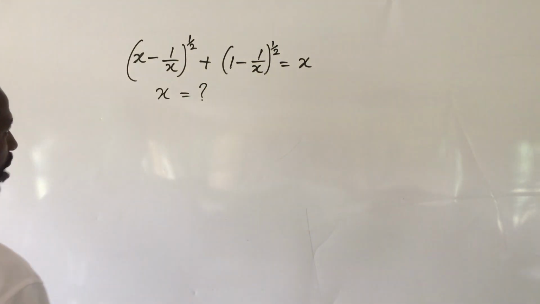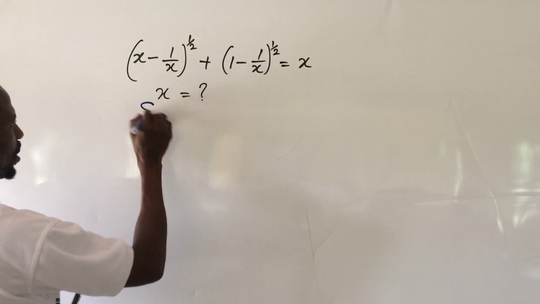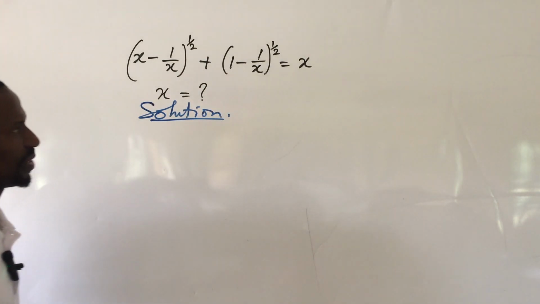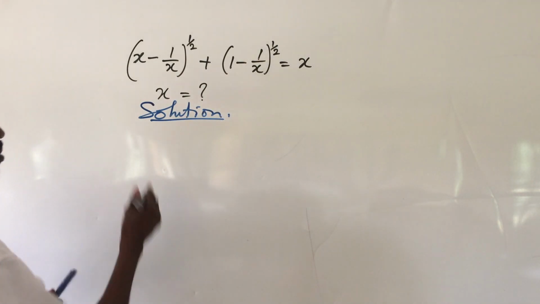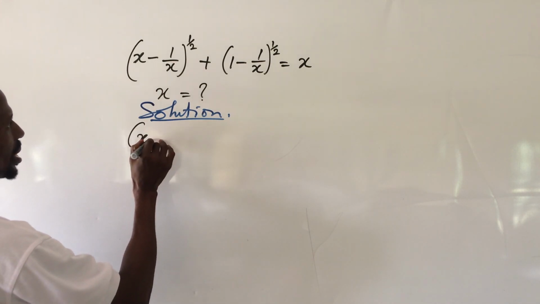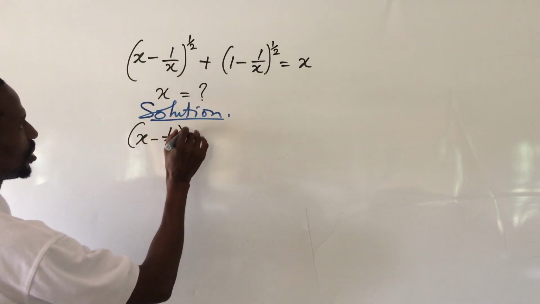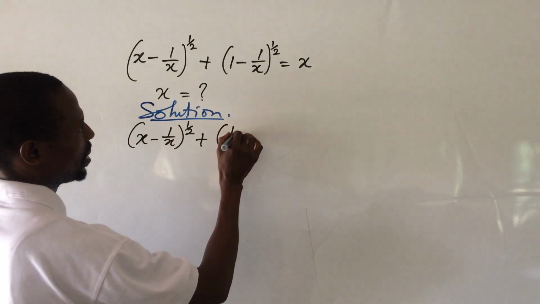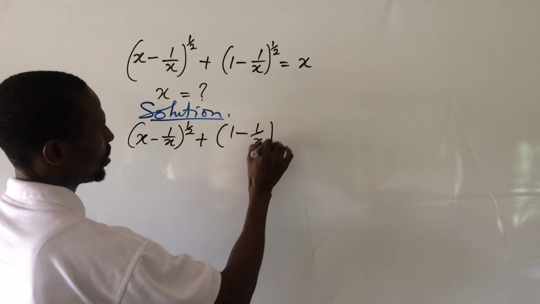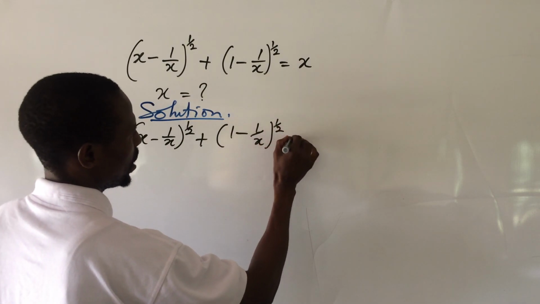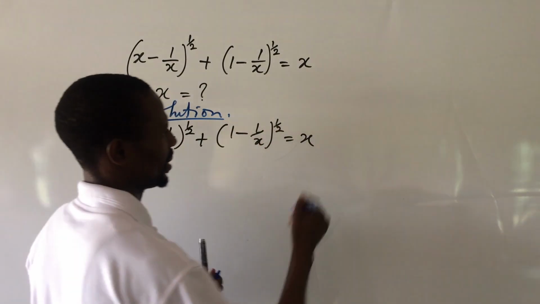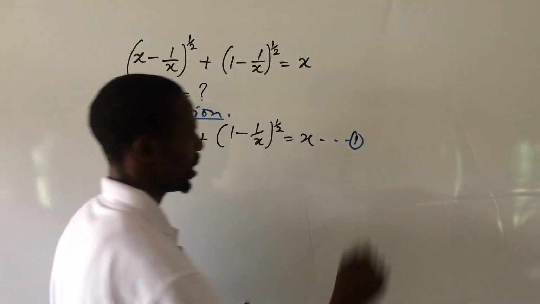Now, let's take our question and solution without much waste of time. The question again, we put it down, which is (x minus 1 all over x) to the power of 1 over 2, plus (1 minus 1 all over x) to the power of 1 over 2, equals x. Now let's give this equation 1. This is our main equation 1.